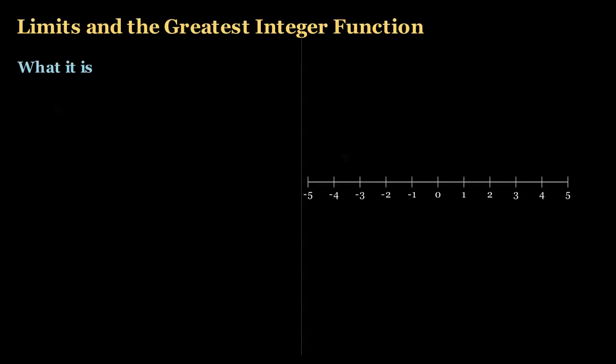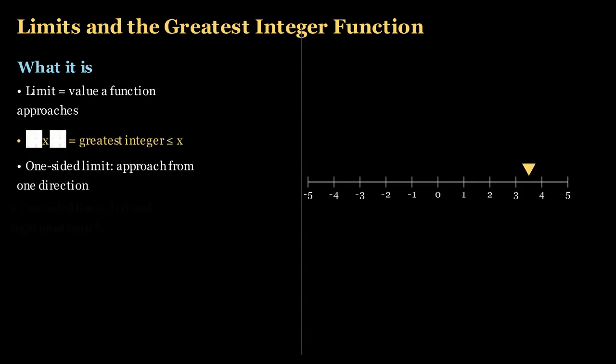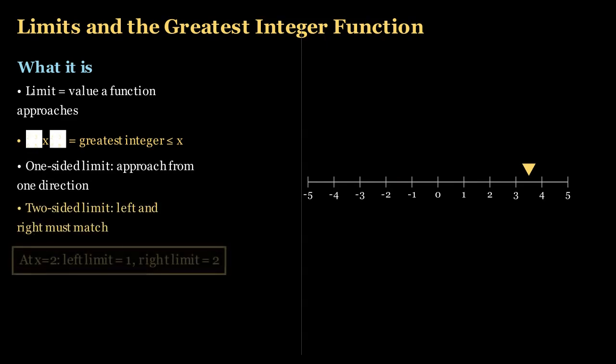A limit asks, as x gets really close to some number, what value does the function get close to? It's like walking toward a spot on the floor and seeing what height the staircase step is right there. With the greatest integer function, written with these special floor brackets, the output is the biggest whole number not more than x. So at x equals 2.3, the floor is 2.